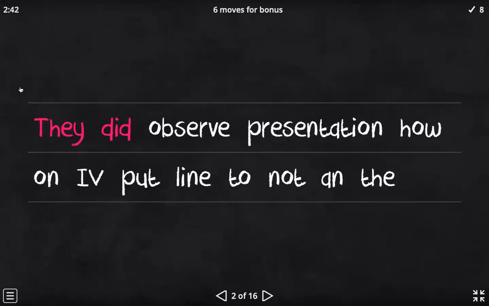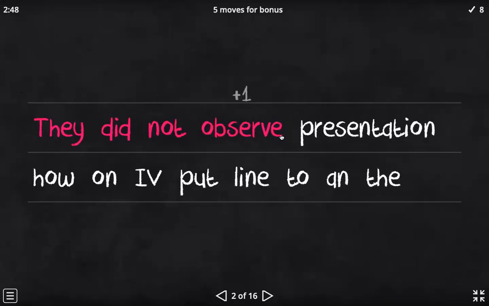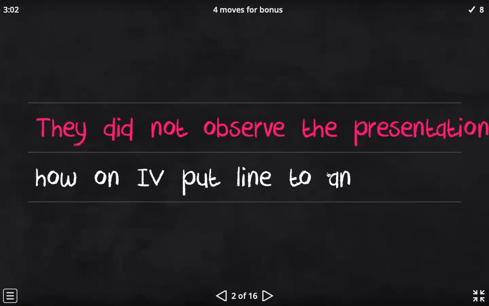Okay, they did. Very good. Carla says they did not. Okay, they did not observe. So that's our verb, observe. El verbo, it does no cambia in simple past. They did not observe the presentation.